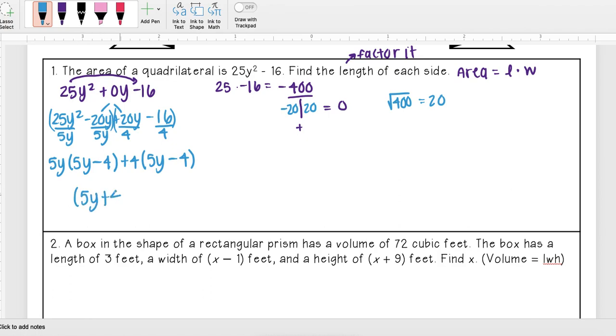And so my answer here is that my length is 5y plus 4, and then my width is 5y minus 4.